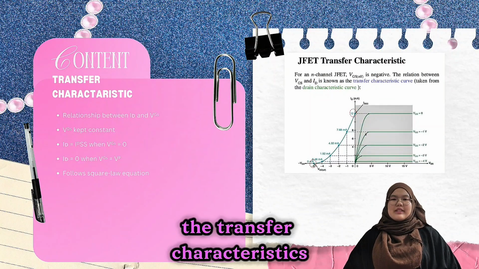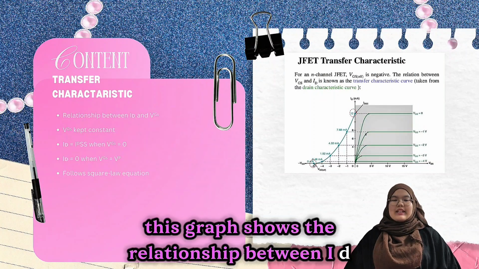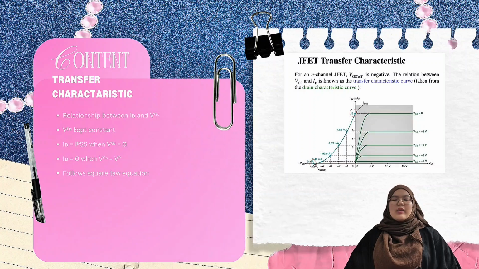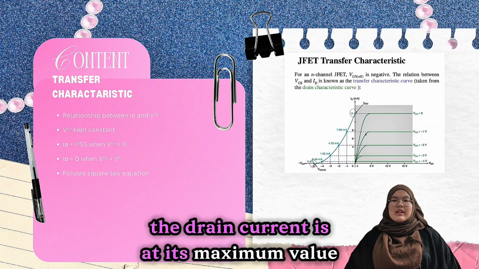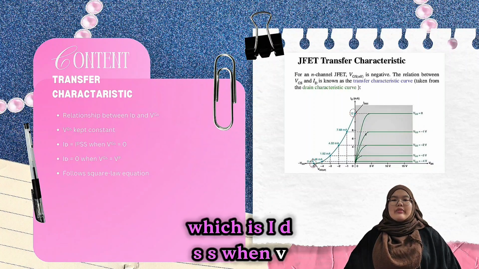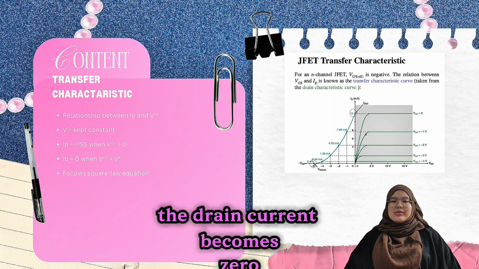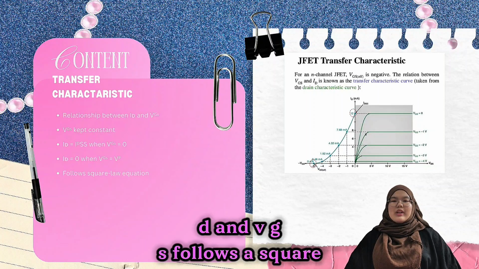Finally, the transfer characteristics. This graph shows the relationship between ID and VGS while VDS is kept constant. When VGS is 0, the drain current is at its maximum value, which is IDSS. When VGS equals VP, the drain current becomes 0. The relationship between ID and VGS follows a square law equation.